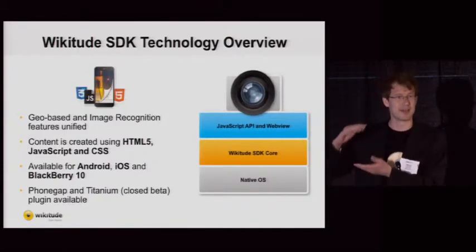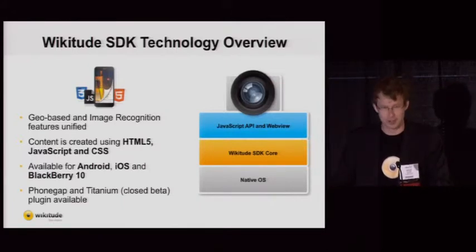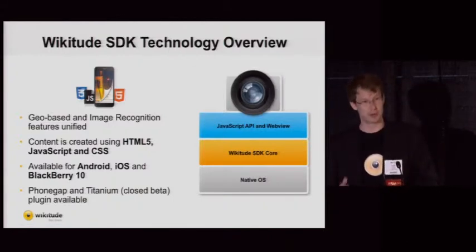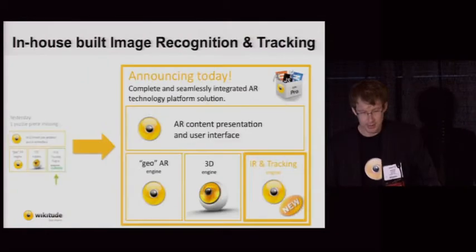The Wikitude SDK is a high-level SDK. You don't have to worry about projection matrices and all that kind of stuff, all the complex maths behind AR. We are already doing that for you. The Wikitude SDK is available on Android, iOS, and BlackBerry 10. And as we are cross-platform here, we also support some cross-platform libraries like PhoneGap and Titanium, the accelerator plugin, which is available for download on our website.